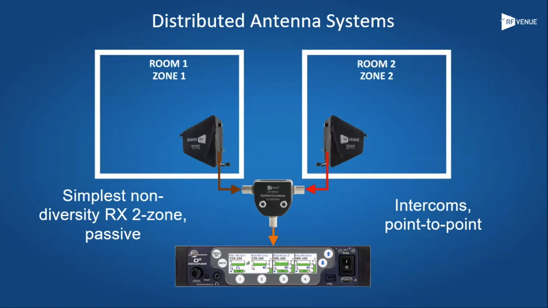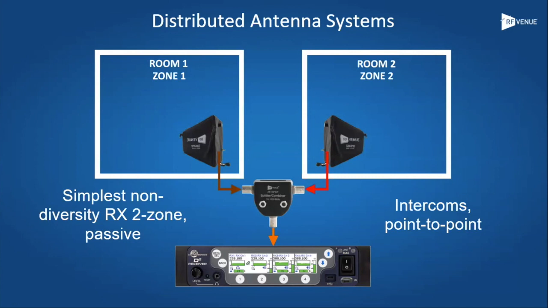The simplest way to create those zones is with all passive components, such as passive antennas, coax cables, passive combiners. This example is a non-diversity two-zone receive DAS, with each zone RF isolated from the other. So this would be separate rooms, maybe across a campus, but the two areas, they're isolated.